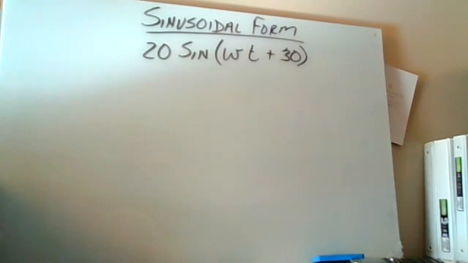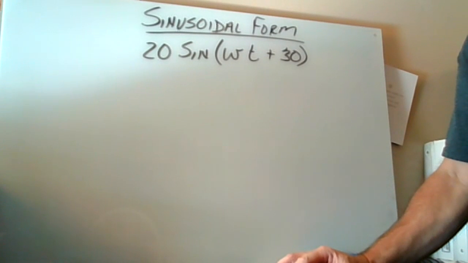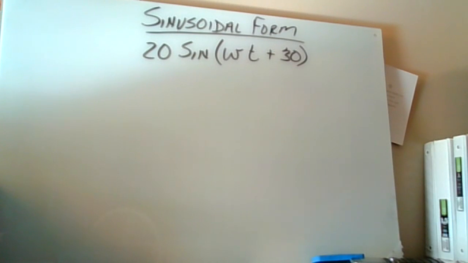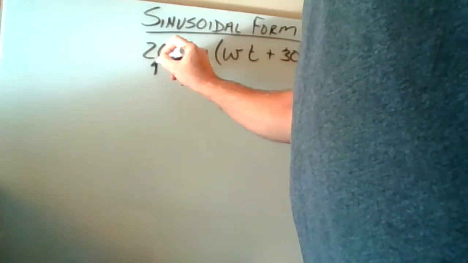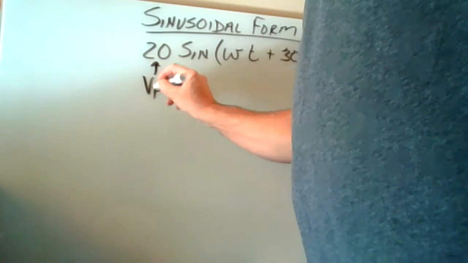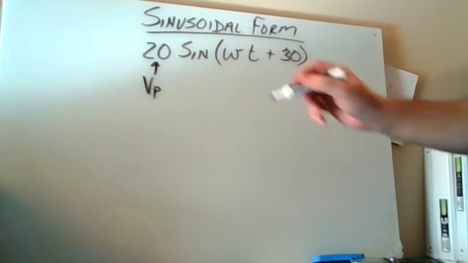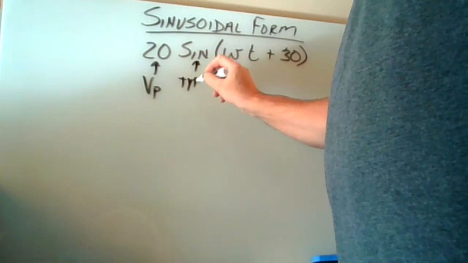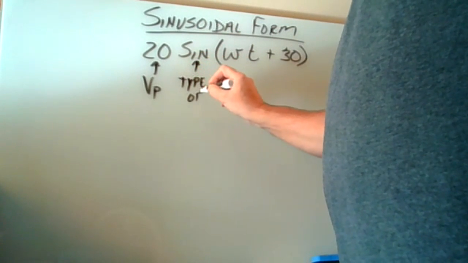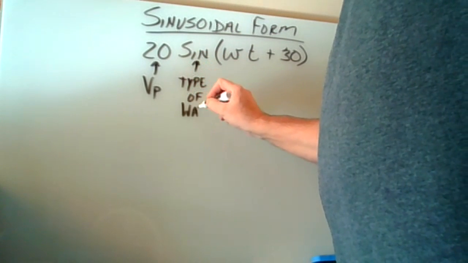It's going to look something like that. I'll tell you voltage equals, and I'm going to show you something like this, 20 sine omega t plus 30. Okay. This 20 is volts peak. This is my type of wave. Okay. That's just telling me I got a sine wave.